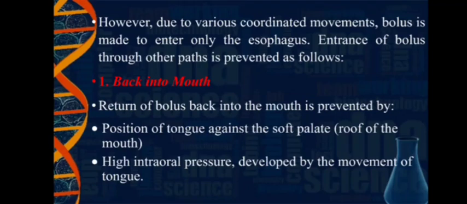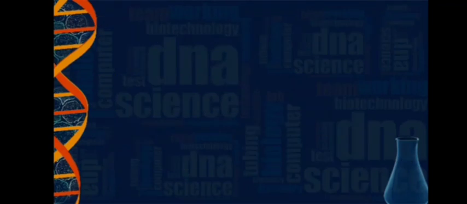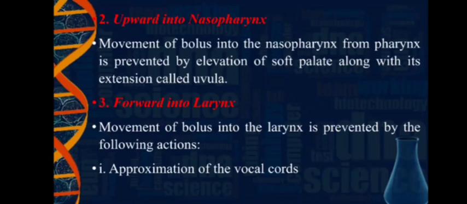First one is back into mouth. Return of bolus back into the mouth is prevented by position of tongue against the soft palate, roof of the mouth, and high intraoral pressure developed by movement of tongue. Second one is upward into nasopharynx. The movement of bolus into nasopharynx from pharynx is prevented by elevation of soft palate along with its extension called uvula. Forward into larynx: movement of bolus into larynx is prevented by the following actions.